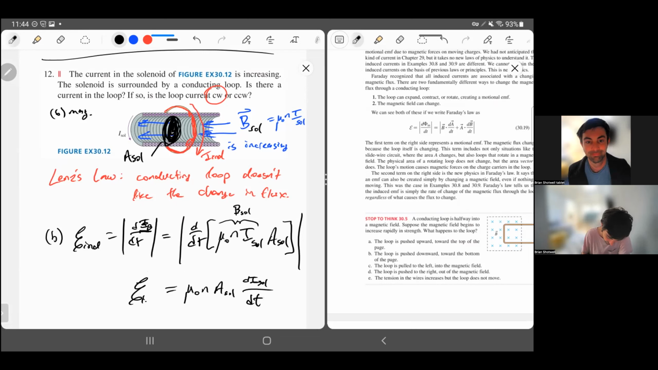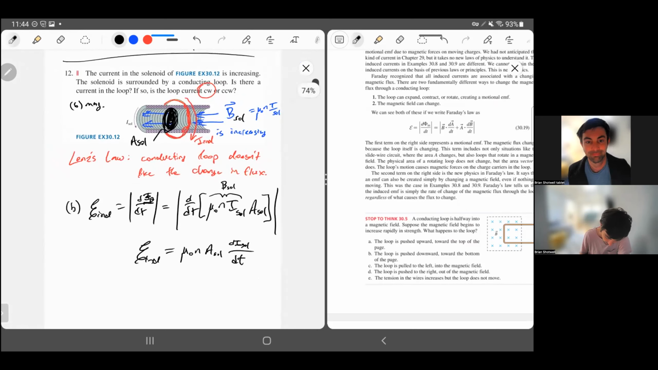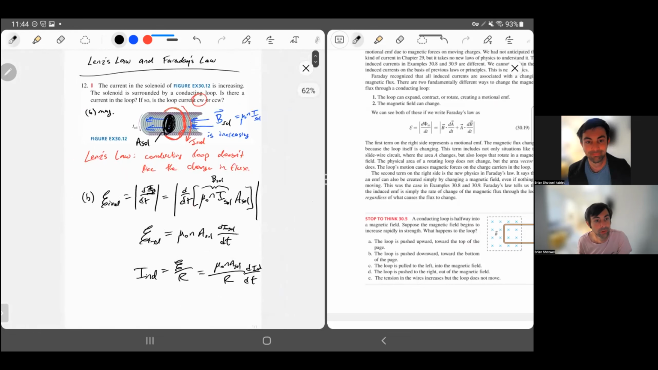So it looks like this is the induced EMF, and if we wanted to know what the induced current was, we would just have to say it's this divided by the resistance of the conducting loop. So it's mu naught n times the area of the solenoid, divided by the resistance, times this derivative, the rate at which the current is increasing in the solenoid. All right.